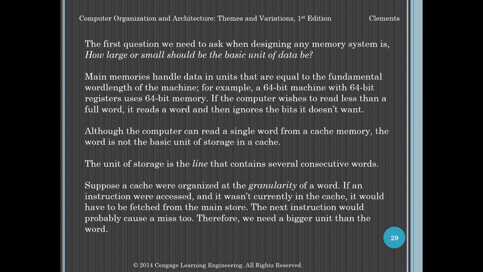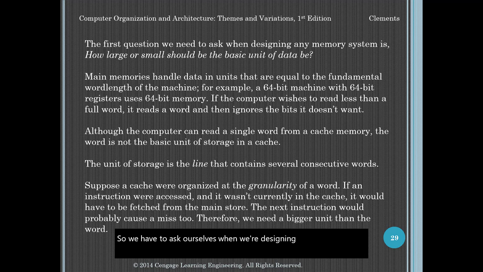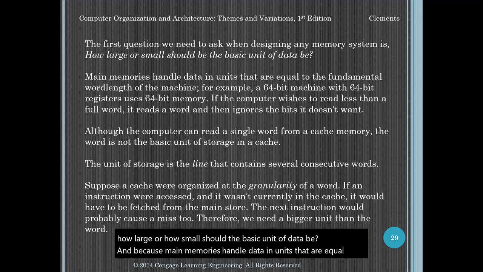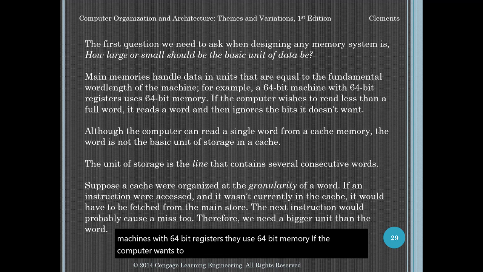So we have to ask ourselves, when designing a memory system, how large or how small should the basic unit of data be? Main memories handle data in units equal to the fundamental word length of the machine. Remember, 64-bit machines with 64-bit registers use 64-bit memory. If the computer wants to read less than a full word, maybe for a 32-bit application, it reads a word and then ignores the bits that it doesn't want. Although a computer can read a word from a cache memory, the word is not the basic unit of storage in a cache. The unit of storage is the line that contains several consecutive words. So hopefully that terminology feels right: lines are made of words.